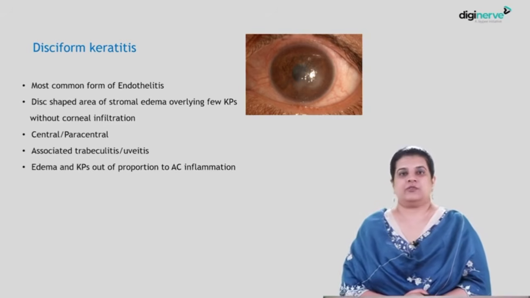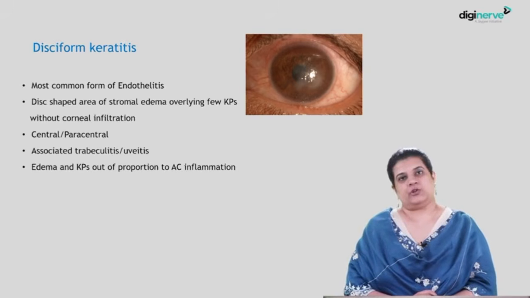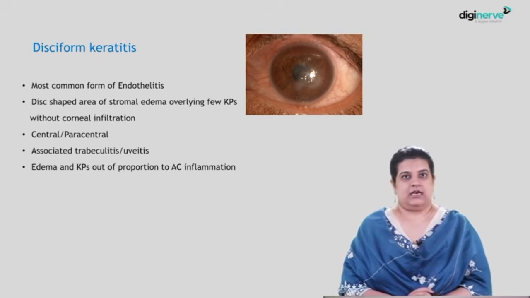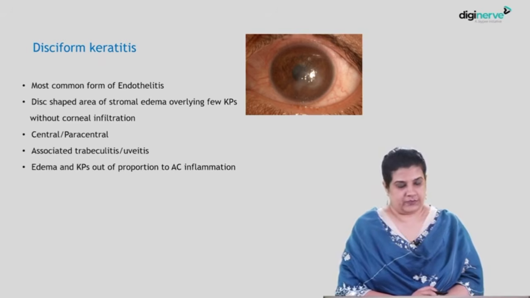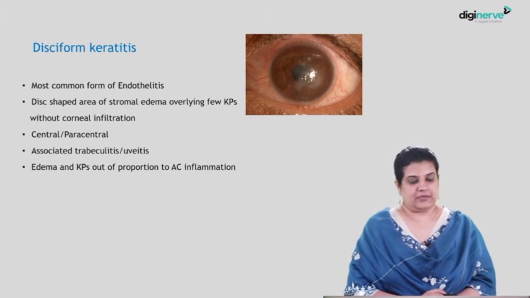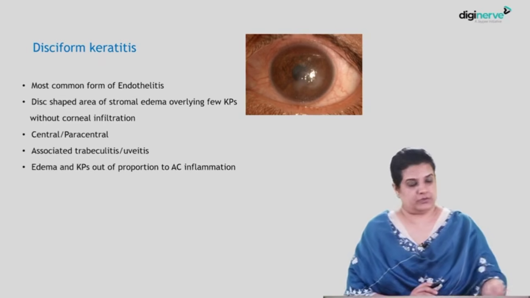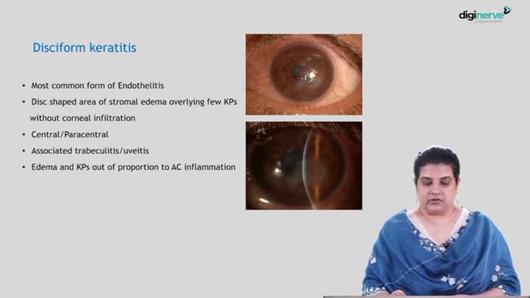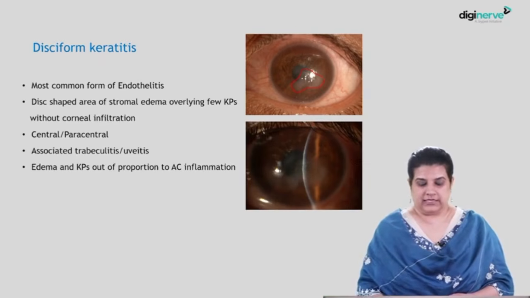Now, whenever we have associated trabeculitis or uveitis, we will have elevation of intraocular pressure. So, in cases with disciform keratitis, anti-glaucoma therapy is given along with the rest of the antiviral agents. There will be edema and keratitic precipitates which are out of proportion to anterior chamber inflammation. So, we can see that we have a paracentral diffuse edema. When we make a slit beam with the slit lamp, we can see the endothelial involvement.